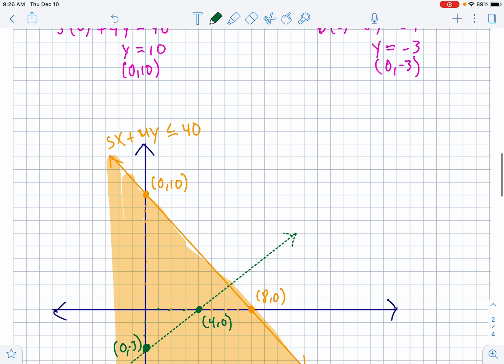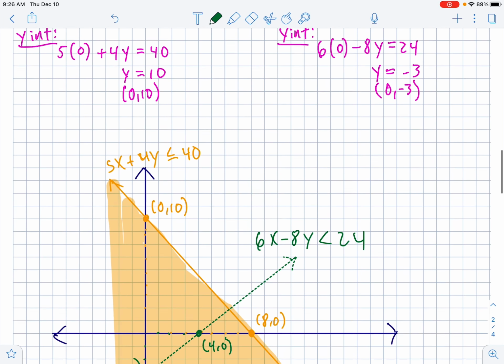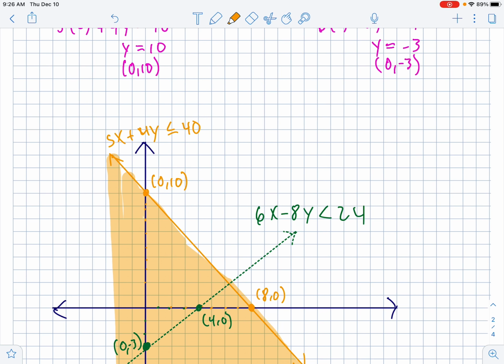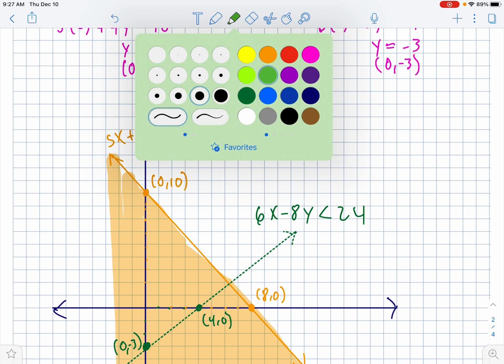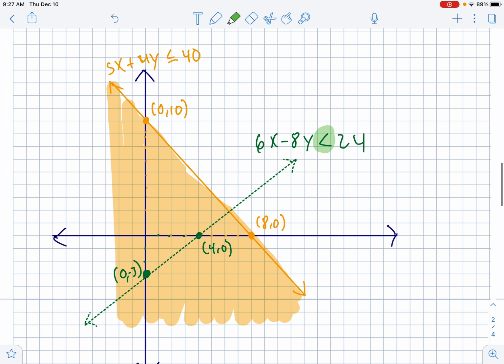So that one is 6x minus 8y is less than 24. But the one thing I haven't done yet is decided which side to shade of that dashed line. The symbol right here, let's use a green highlighter, is a less than, which means that I'm going to shade underneath.